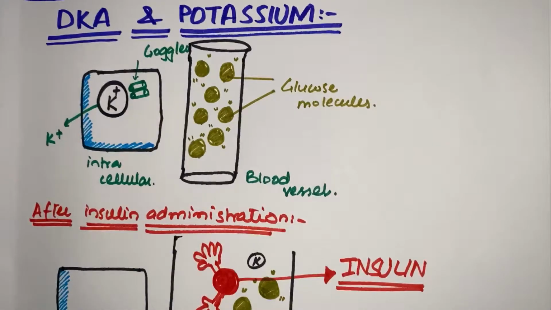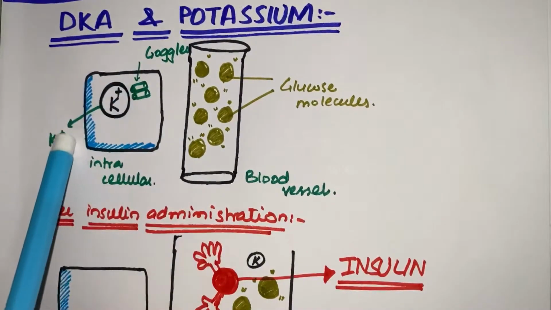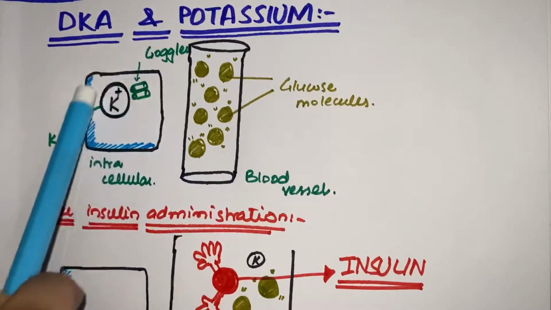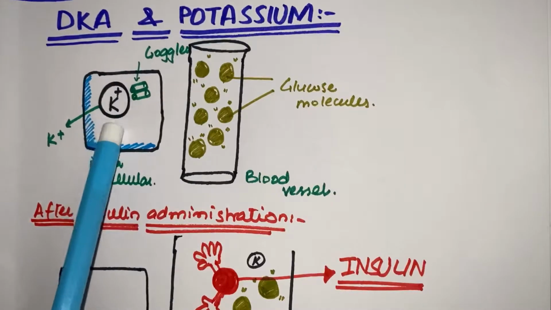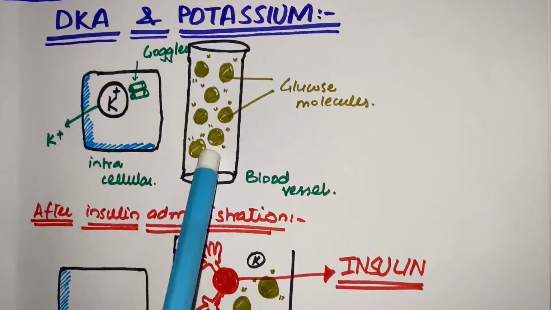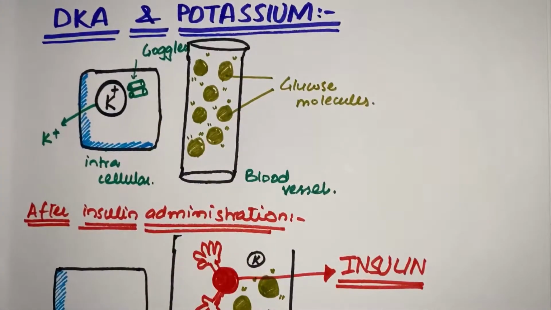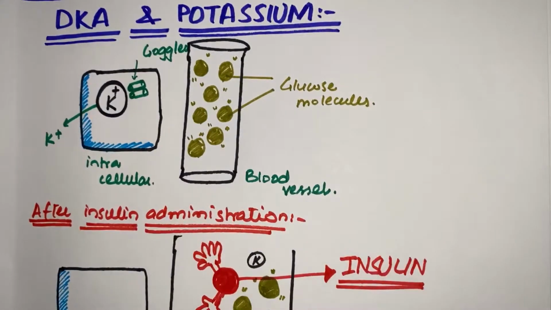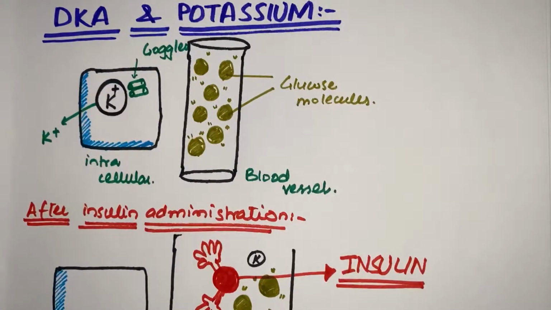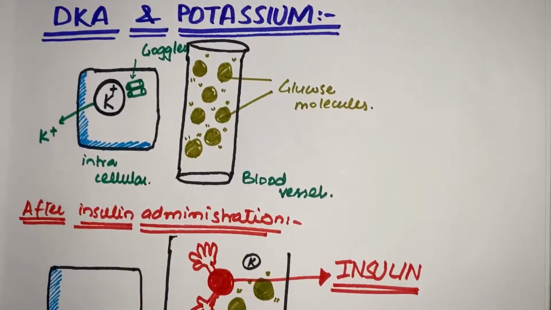I've made a small illustration here. Imagine this is a cell and this is the interior of the cell, the intracellular compartment, which is rich in potassium as we know from before. And this is a blood vessel, where because of diabetic ketoacidosis there are increased molecules of glucose in the blood. The potassium sitting in the cell is like an observer, looking through these goggles, or binoculars, at what is happening in the blood.